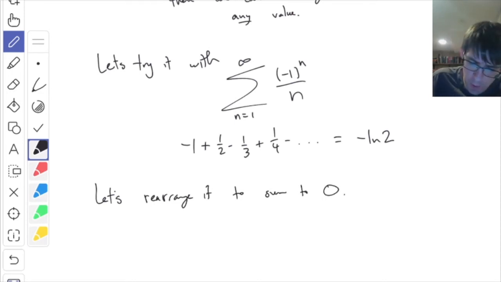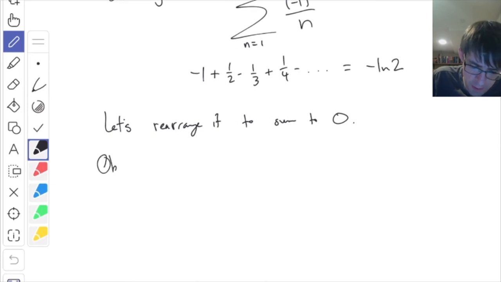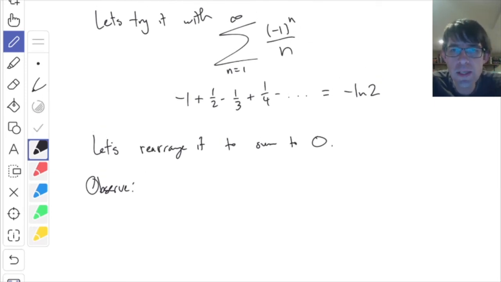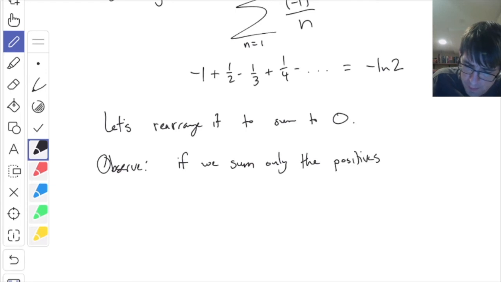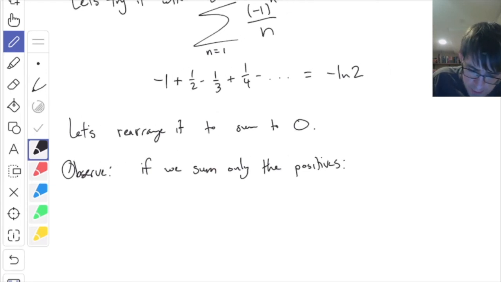Check it out. First, a little observation here. What if we consider this series, but only take the positive values? I'm going to try and sort of separate it out. What if I only look at the positives? If we sum only the positives, the positives are the even ones, right? So it looks like this is what you get when you sum only the positives.